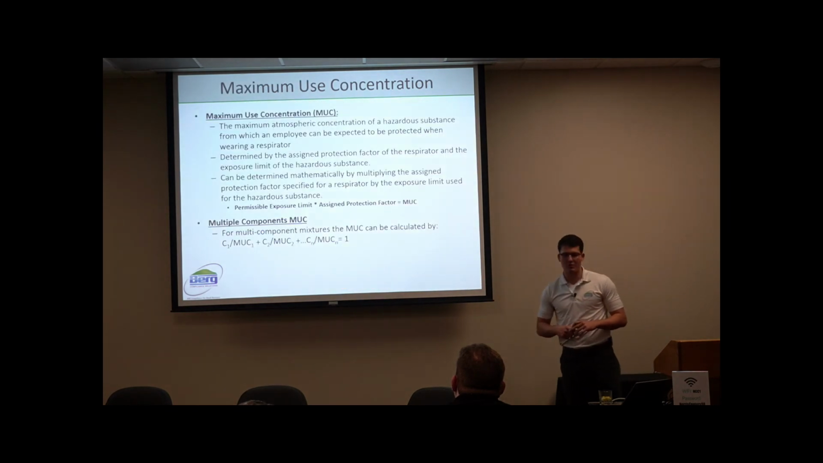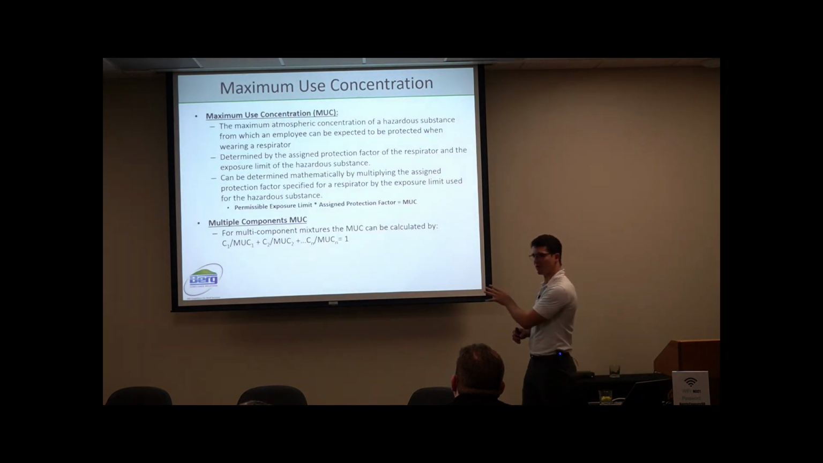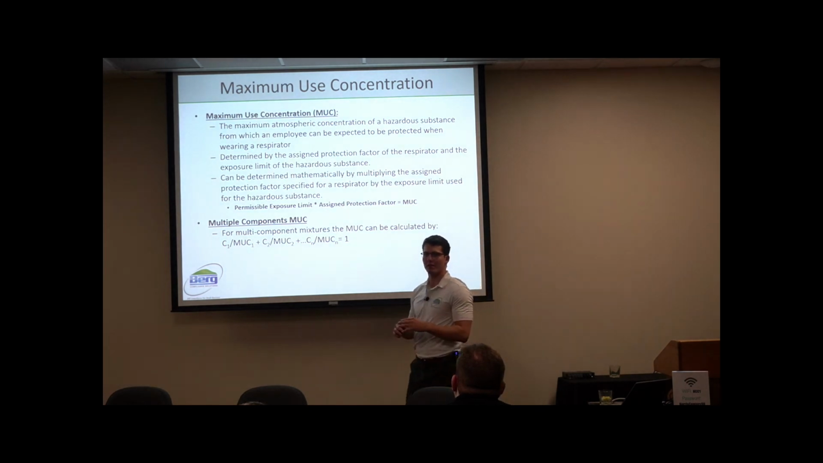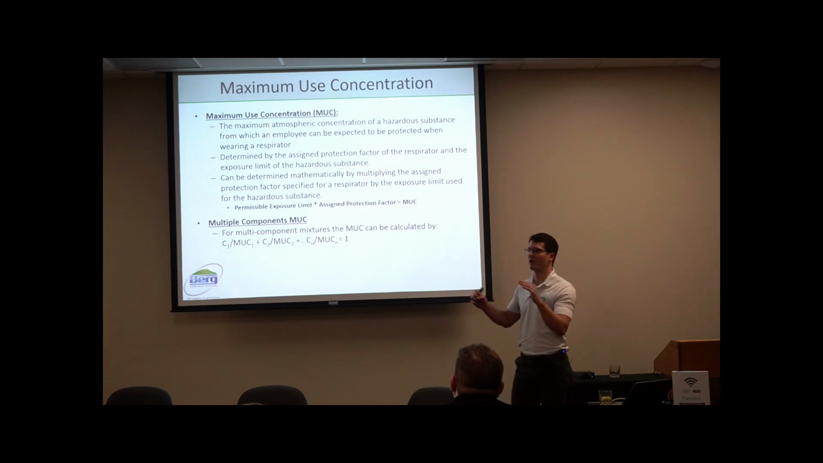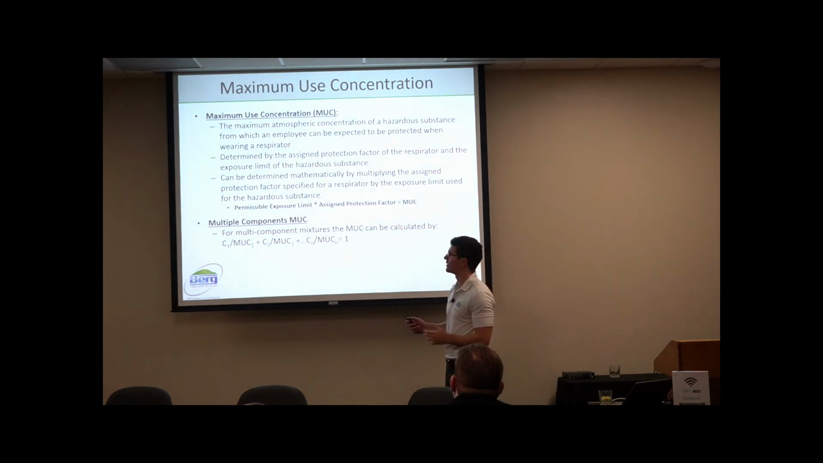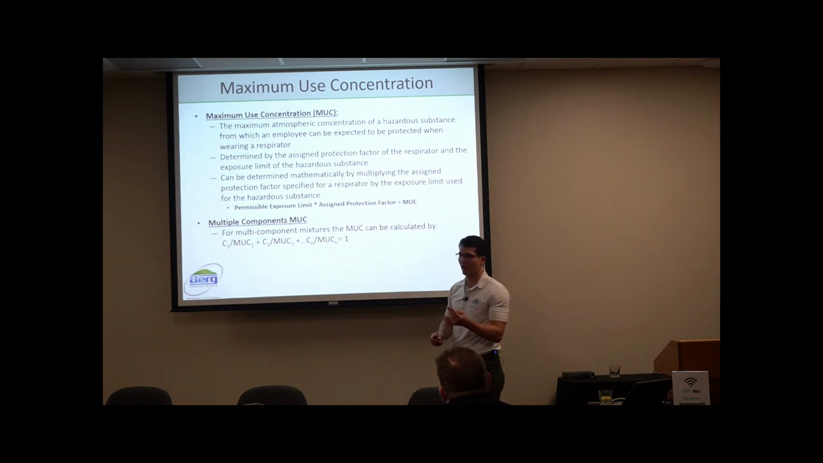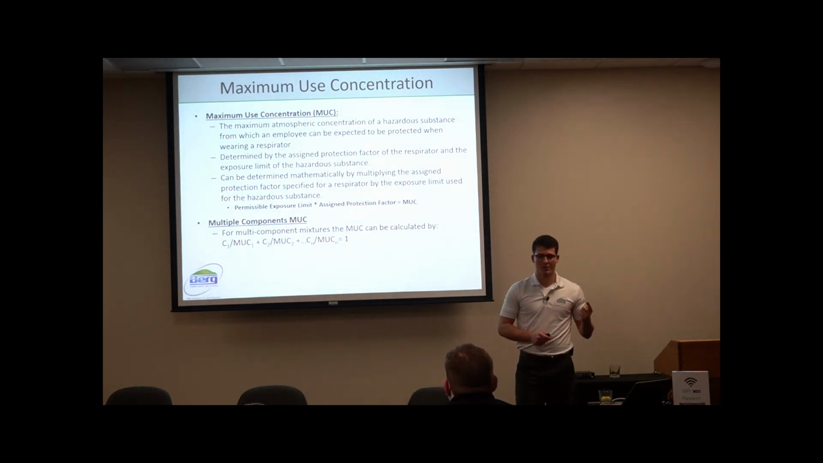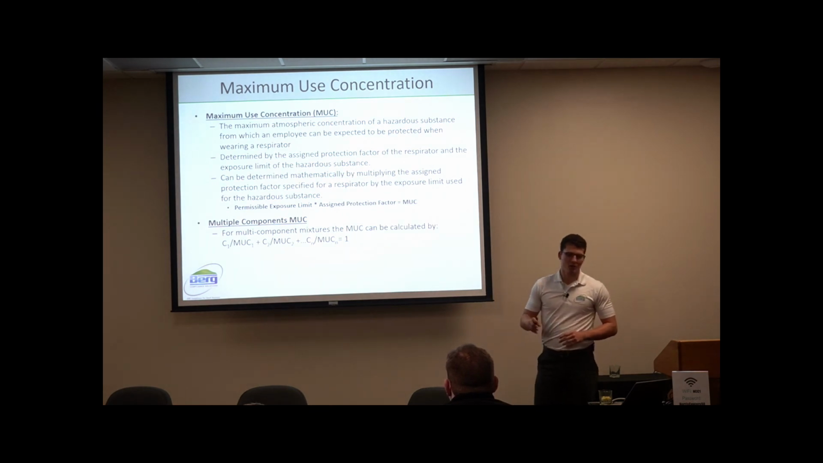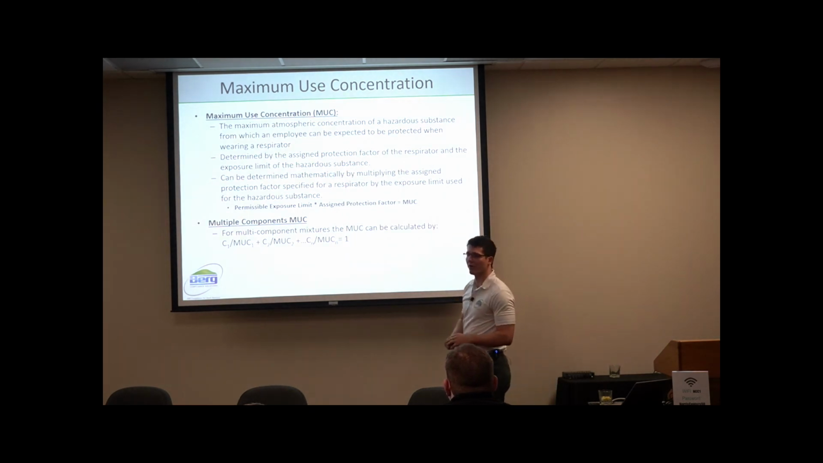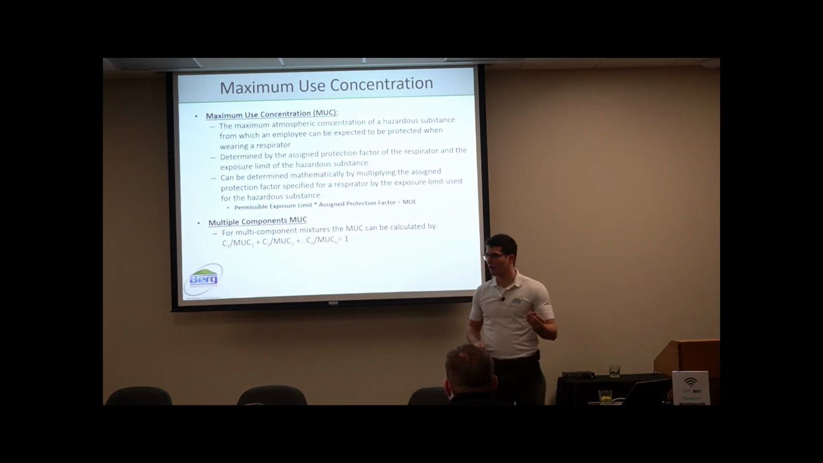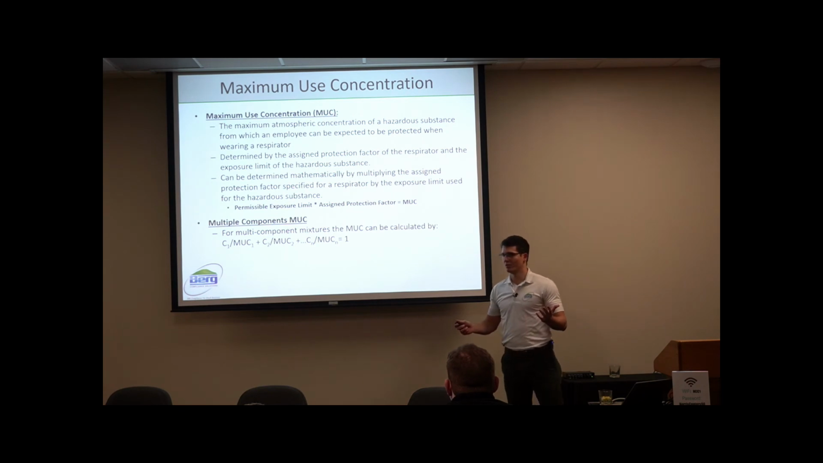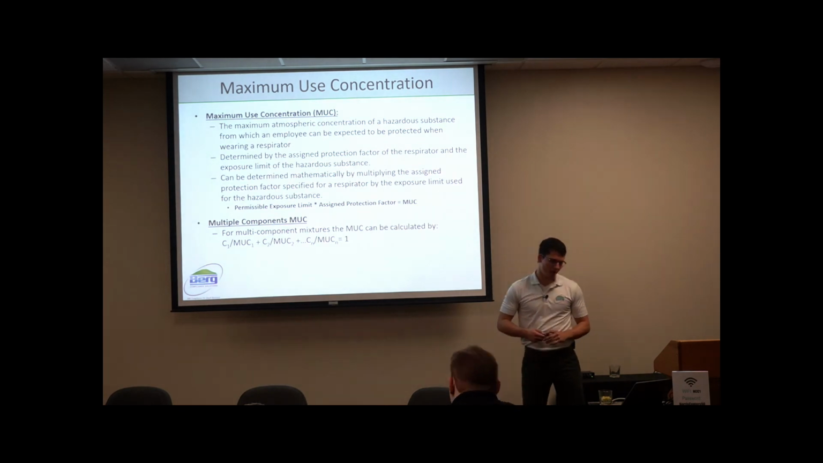Okay, so your maximum use concentration, to skip all the verbiage, is basically the maximum amount of protection that a certain respirator will give you, given a certain calculation, and that's right here for you. You use your PEL for whatever contaminant you're exposed to, times the APF, your assigned protection factor. From that, you get the maximum concentration that that respirator is going to protect you from. And if you did exceed that number, obviously you'd want to find something a little bit more protective.